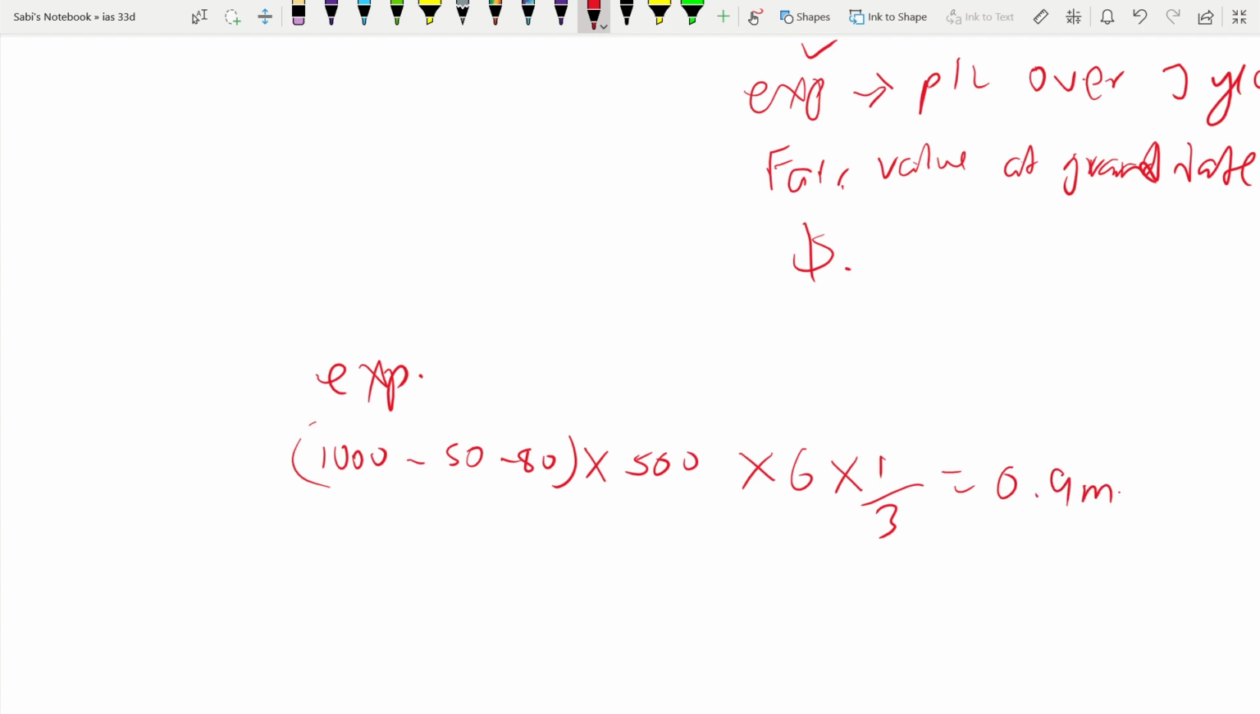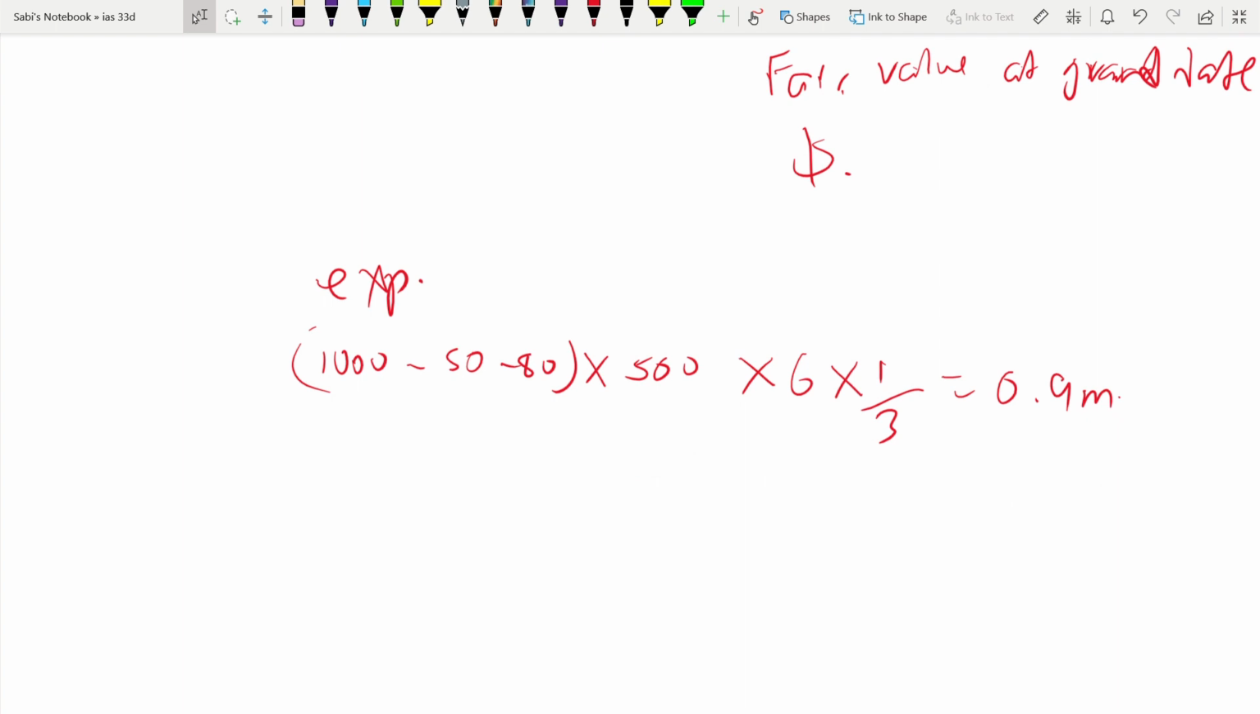How do you adjust this entry? You need to debit in P&L, because it is an expense, and you need to credit in equity. This is the journal entry.